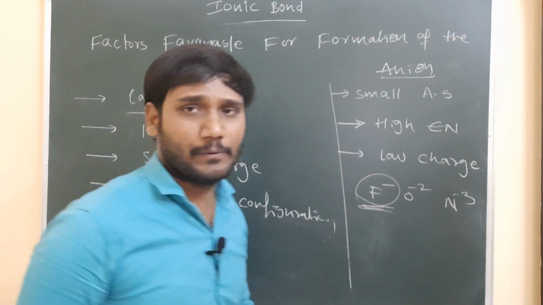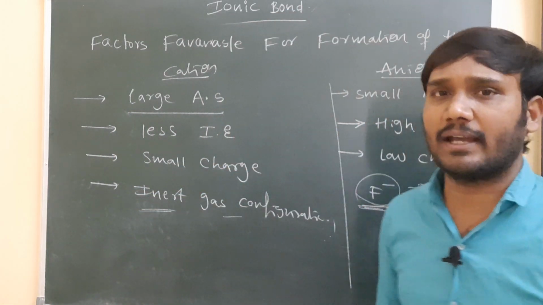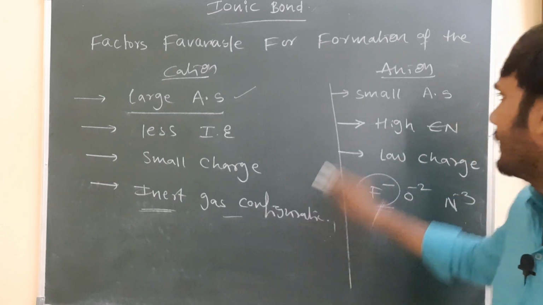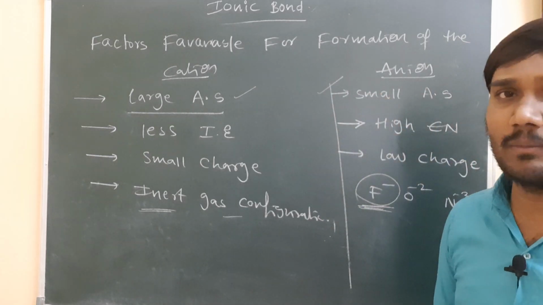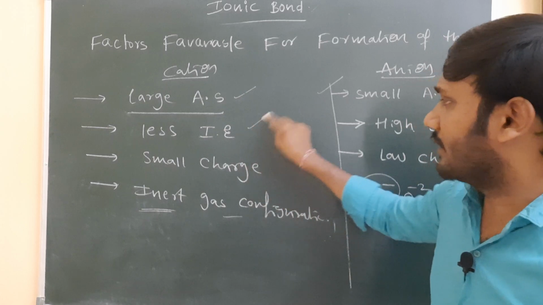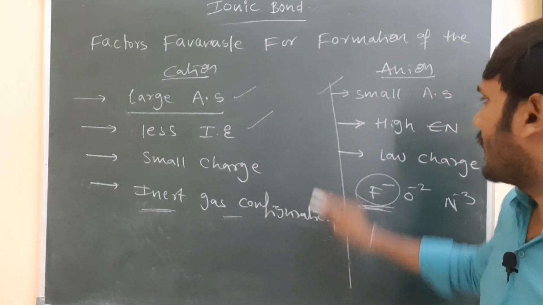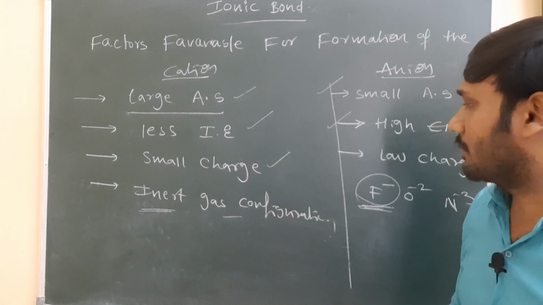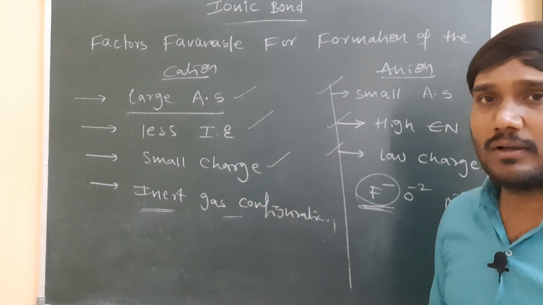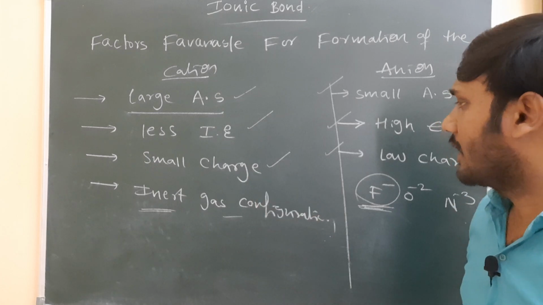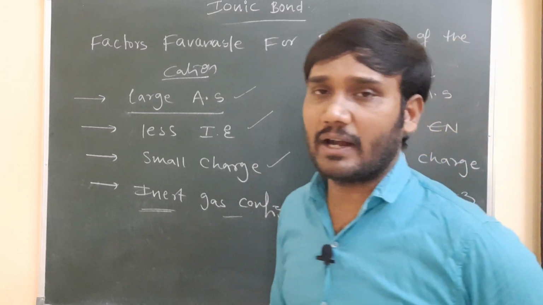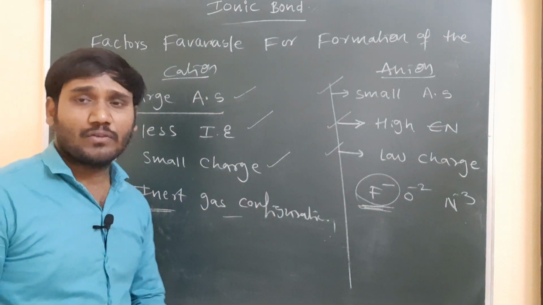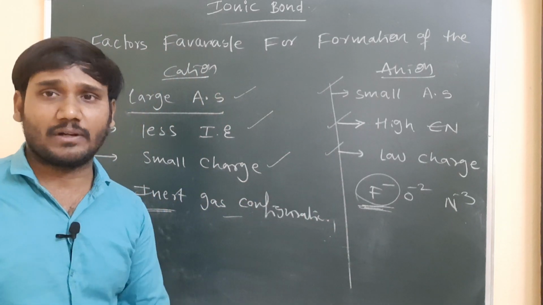Once again, check the factors favorable for cation formation and anion formation. Cation formation, large atomic size; anion formation, small atomic size. Cation formation, low ionization energy; anion formation, high electronegativity. Cation formation, small charge; anion formation, same small or low charge. Cations have inert gas configuration, and anions also have inert gas configuration. So these are the factors favorable for formation of the cation and the anion.